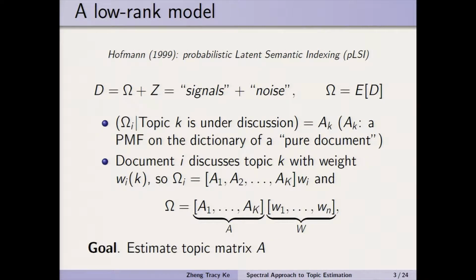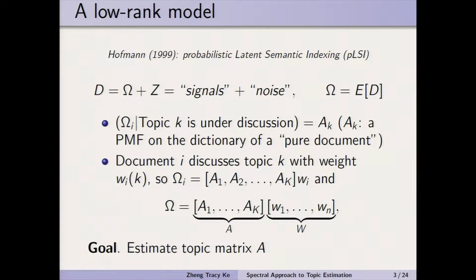Here's a very popular topic model. We visualize that the data matrix is the sum of a signal part and a noise part. The signal part corresponds to the expectation of the data matrix, and the important assumption here is that the signal matrix is low rank. In detail, the ith column of this signal matrix contains the expected frequencies of all p dictionary words in document i.